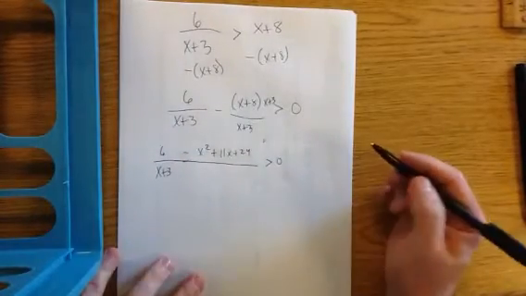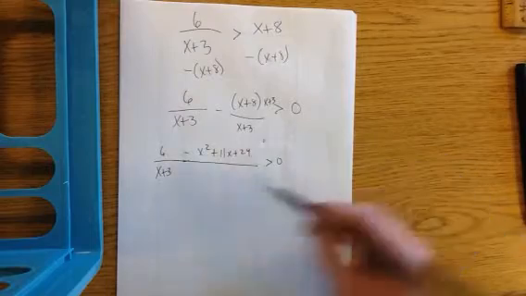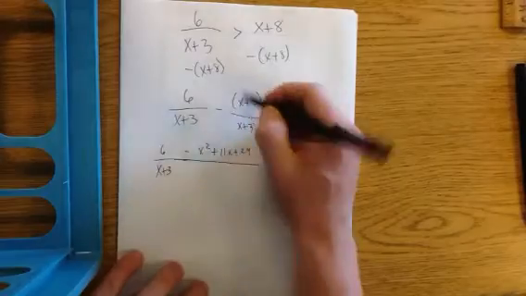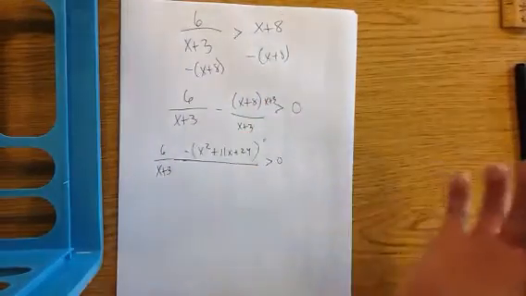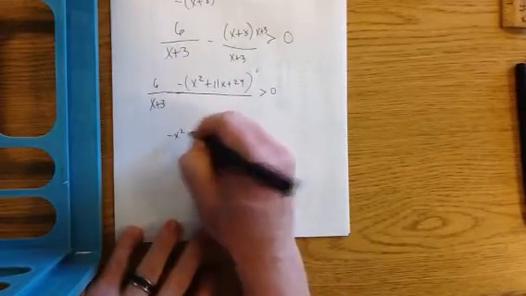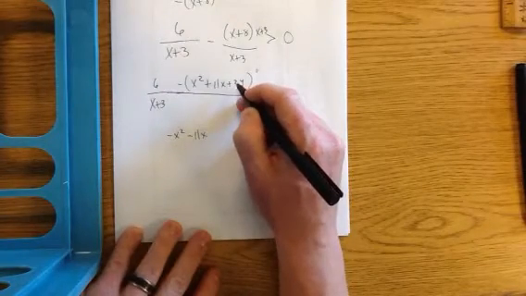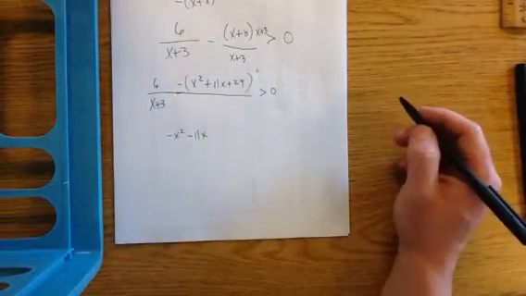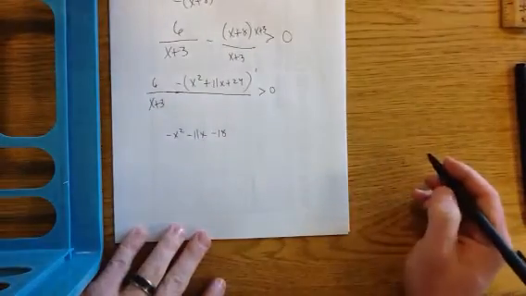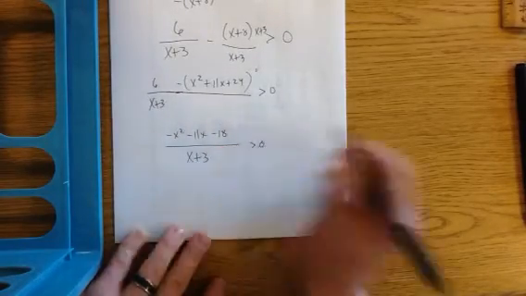So we take this and we move our 6 into this wonderful conglomeration. Once again, remember please that this is actually like this. So it should look like negative x squared minus 11x, that's minus 24 plus 6. Minus 24 plus 6 should give me a negative 18, over x plus 3 is greater than 0.